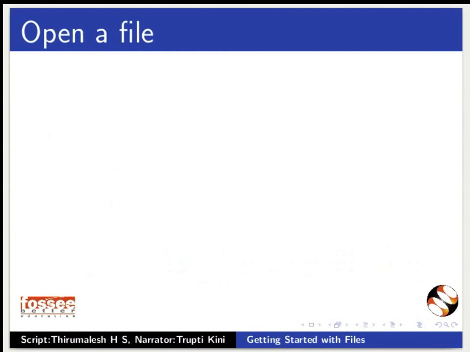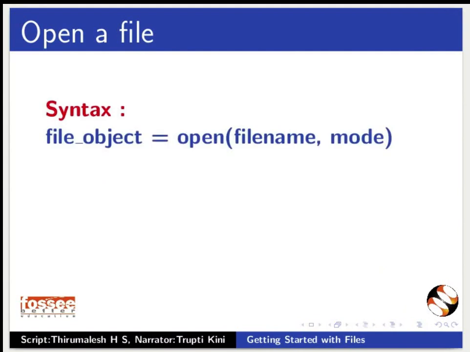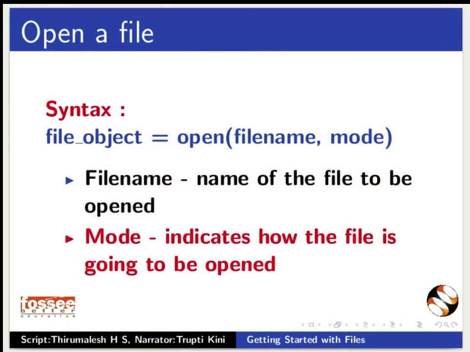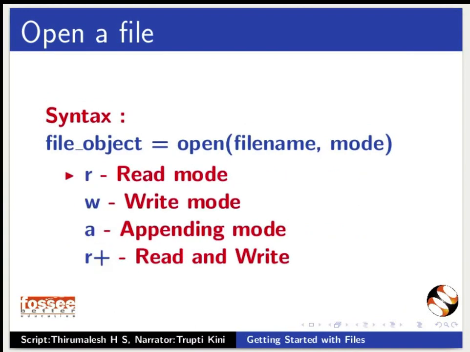To open a file for reading or writing, we can use a built-in function called open. Open function returns a file object. The syntax is shown here. File name is the name of the file to be opened. Mode indicates how the file is going to be opened. R is for read mode. W is for write mode. A represents appending mode and R plus for both read and write mode.